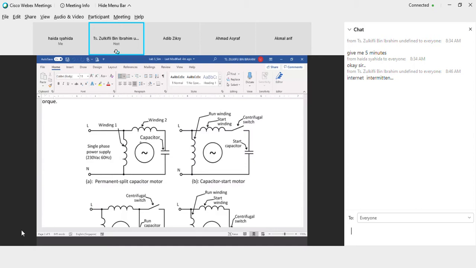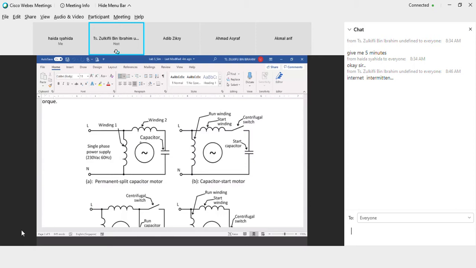So as you can see in the figure A, you have the winding number 1 and winding number 2. So the winding number 2 is connected in series dengan capacitor. So capacitor, awak tahu capacitor, bila ada capacitor, so basically you are making a phase shift by, kalau betul-betul capacitor saja, by 90 degree kan. So this is almost 90 degree lah, because dia campur sekali dengan the inductance of the winding too. So basically you are making a phase shift by 90 degree.